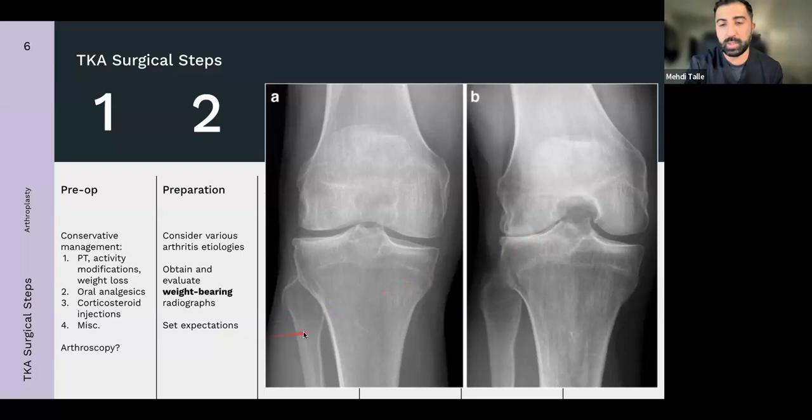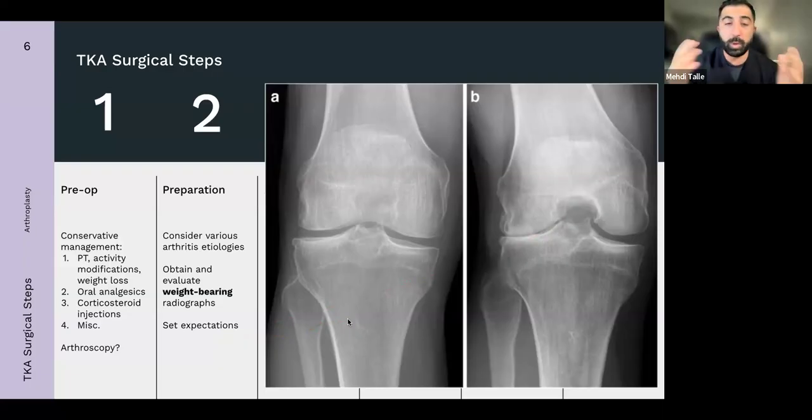And then setting expectations is important. Even though we think of this as a joint replacement, you're not really achieving an anatomic joint, such that patients can go out and do whatever they want. Doing high impact activities may be poorly tolerated. Their knee range of motion will not quite be the same as a normal knee.